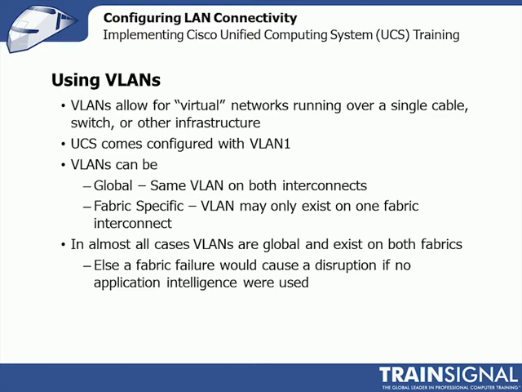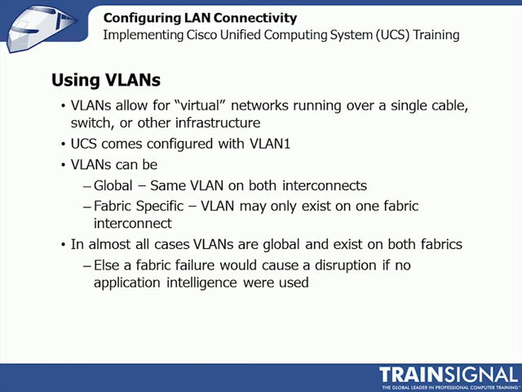UCS comes configured with VLAN 1. VLAN 1 is the default VLAN for everything Cisco, and really everything. It's highly suggested you don't actually use VLAN 1. Don't run data over it, use it for management functionality, things like that. So we will go and create all the additional VLANs we need.